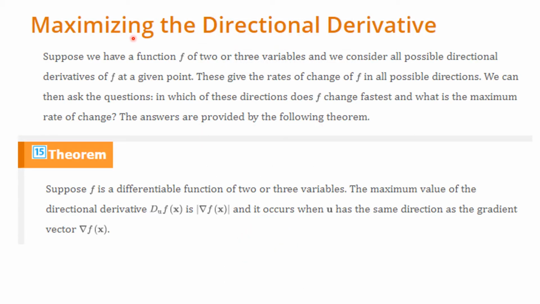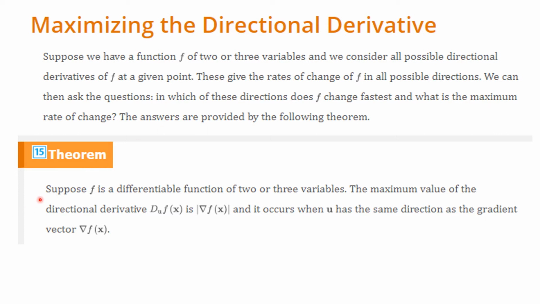Maximizing the directional derivative. Suppose we have a function f of 2 or 3 variables, and we consider all possible directional derivatives of f at a given point. Now these give rates of change of f in all possible directions. So then we can ask the questions: in which of these directions does f change fastest? And what is the maximum rate of change? The answers to these questions are provided by the following theorem.